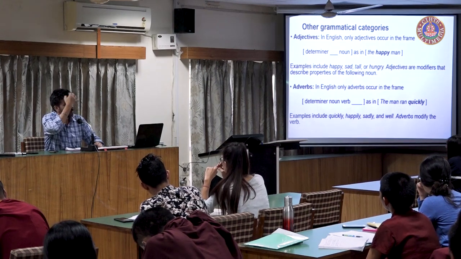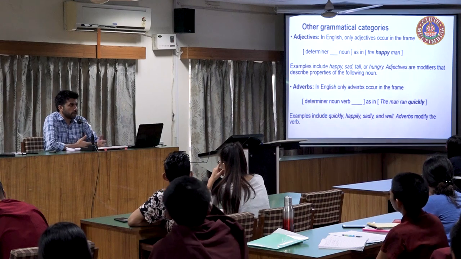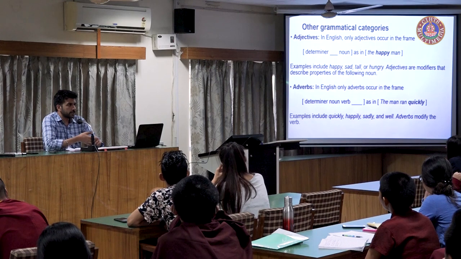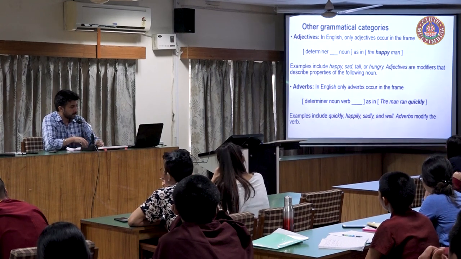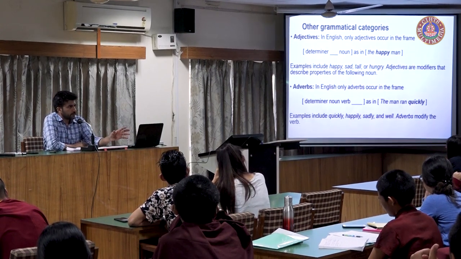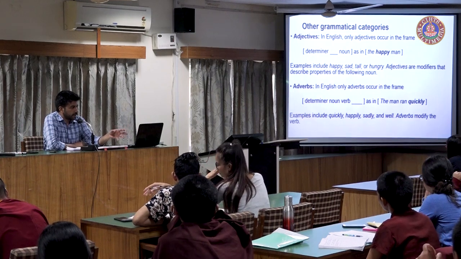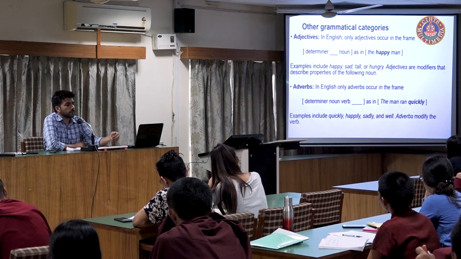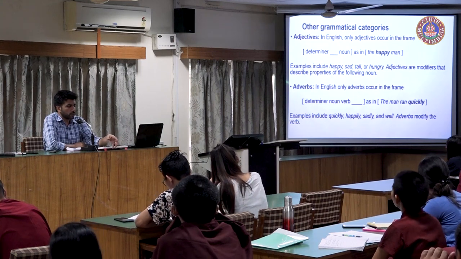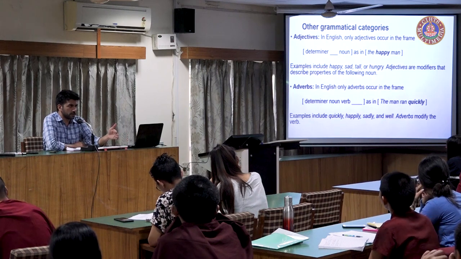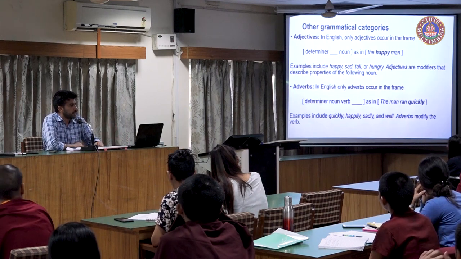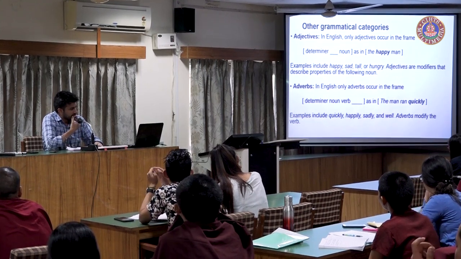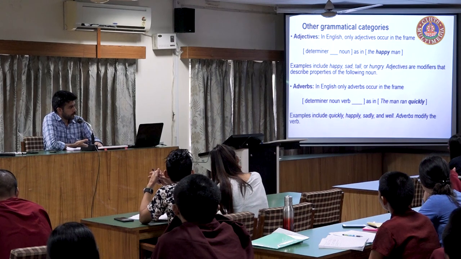Other grammatical categories, we are looking at parts of speech. Adjectives, you know, adjectives describe nouns. But we will also look at adjective phrases and noun phrases. Adjectives will come between a determiner and a noun. For example, the happy man. The adjective describing the quality of the noun will come before the noun, after the determiner. The construction will always be like that. Adjectives are understood as modifiers that show the properties of the following noun.